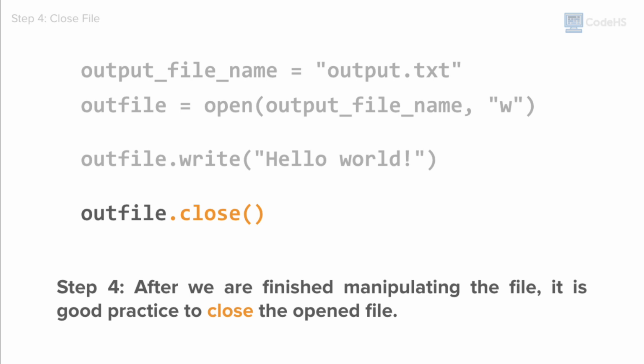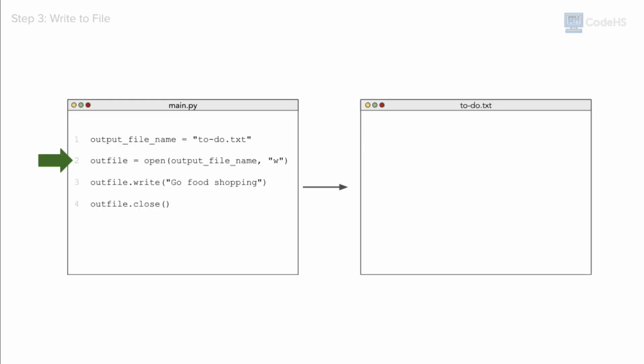Remember, when we are done with performing operations on the file, we need to properly close the file. We do this using the close method available in Python. Let's take a look at an example using write mode. If we open a file called todo.txt in write mode and use the write method with the string go food shopping, the new contents of the file will hold this string.